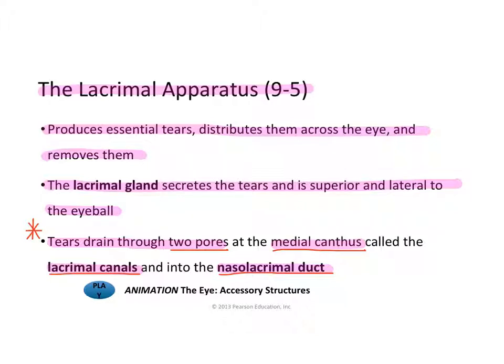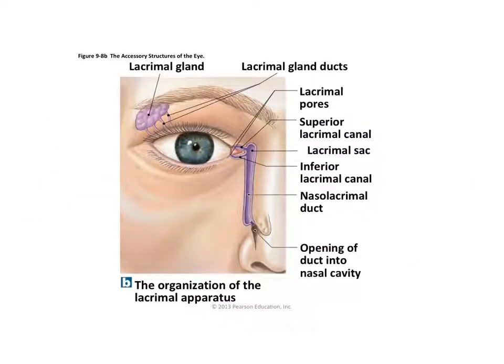The lacrimal gland secretes the tears and is superior and lateral to the eyeball. The tears drain through two pores at the medial canthus called the lacrimal canals and the nasolacrimal duct. This is an image showing you the lacrimal gland, the lacrimal pores, and then the nasolacrimal duct.